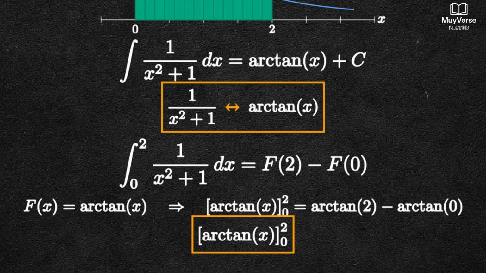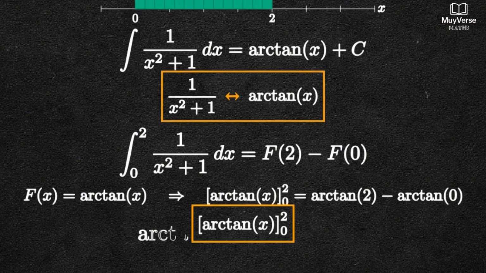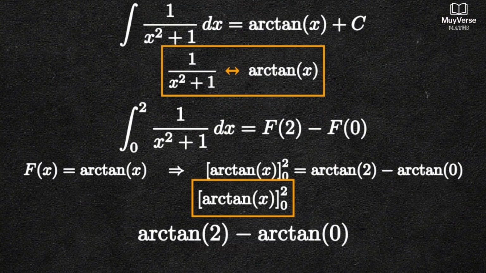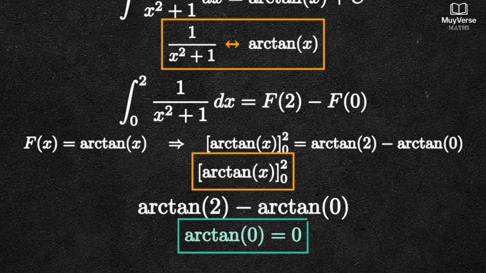Step 3. Substitute the limits. We write arctangent of 2 minus arctangent of 0. Since tangent of 0 equals 0, arctangent of 0 equals 0. So our value is arctangent of 2 minus 0.